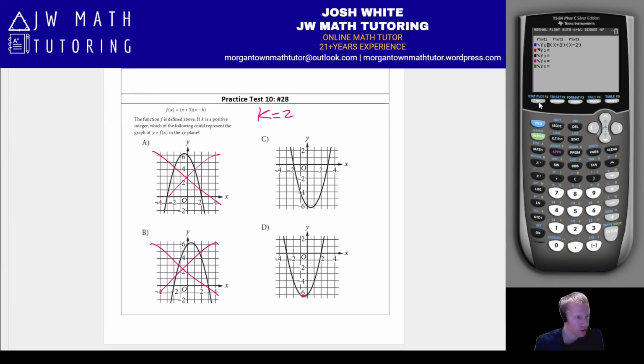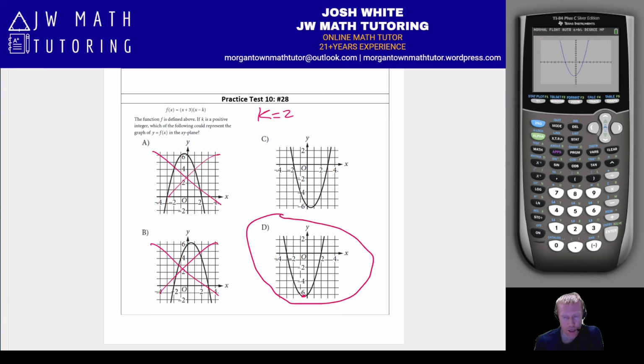Now, if you wanted to double check it, let's say we wanted to pick a different number instead. So let's say we let k equal positive 4. So therefore, it looks like D is going to be the correct answer for this problem.